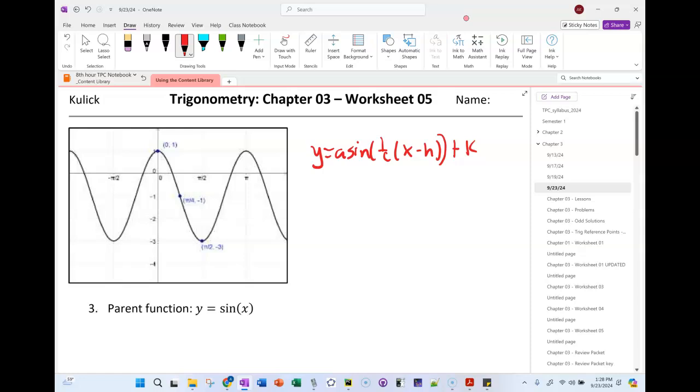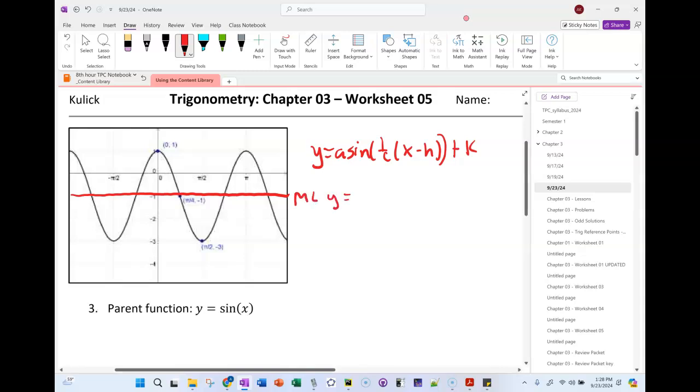So I want to find the midline, the amplitude, and the period. Let's start with the midline. What does it look like the midline is in this picture? Yeah, so it looks like y equals -1. And what does the A, C, H, or K, which one does the midline give us? K. And the K is then?